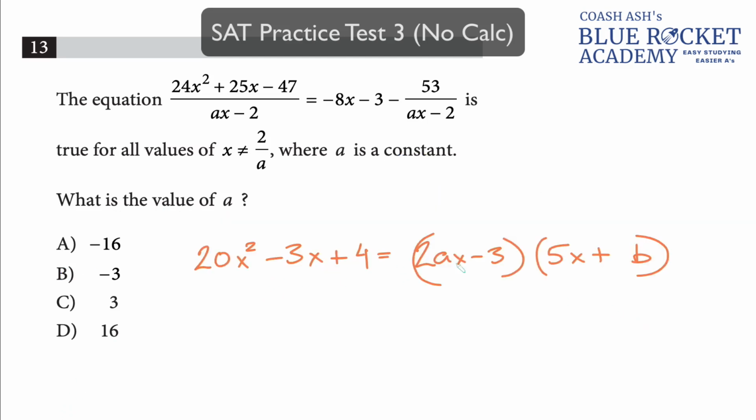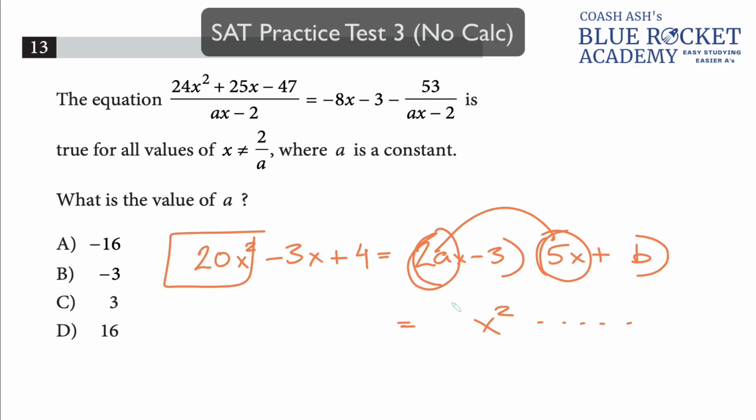Now the question for you is, what is the value of a? Remember, you just want to compare this 20x squared to this times this, because that's the only value that's going to give you an x squared. You're going to have some other terms, but they're not as important. So what is this value? Compare it to 20 and then try to solve for the value of a. So let's see if you can solve this problem.